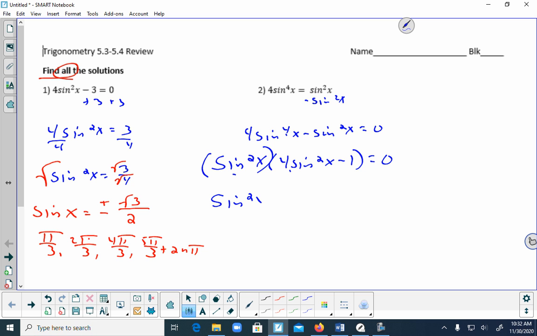So I'm going to have sine squared x is equal to 0 and 4 sine squared x minus 1 is equal to 0. Here I'm going to take the square root of both sides, and I'm going to have the sine of x is equal to plus or minus 0, or just 0. And the sine of x is equal to 0 at 0, pi, and 2 pi.